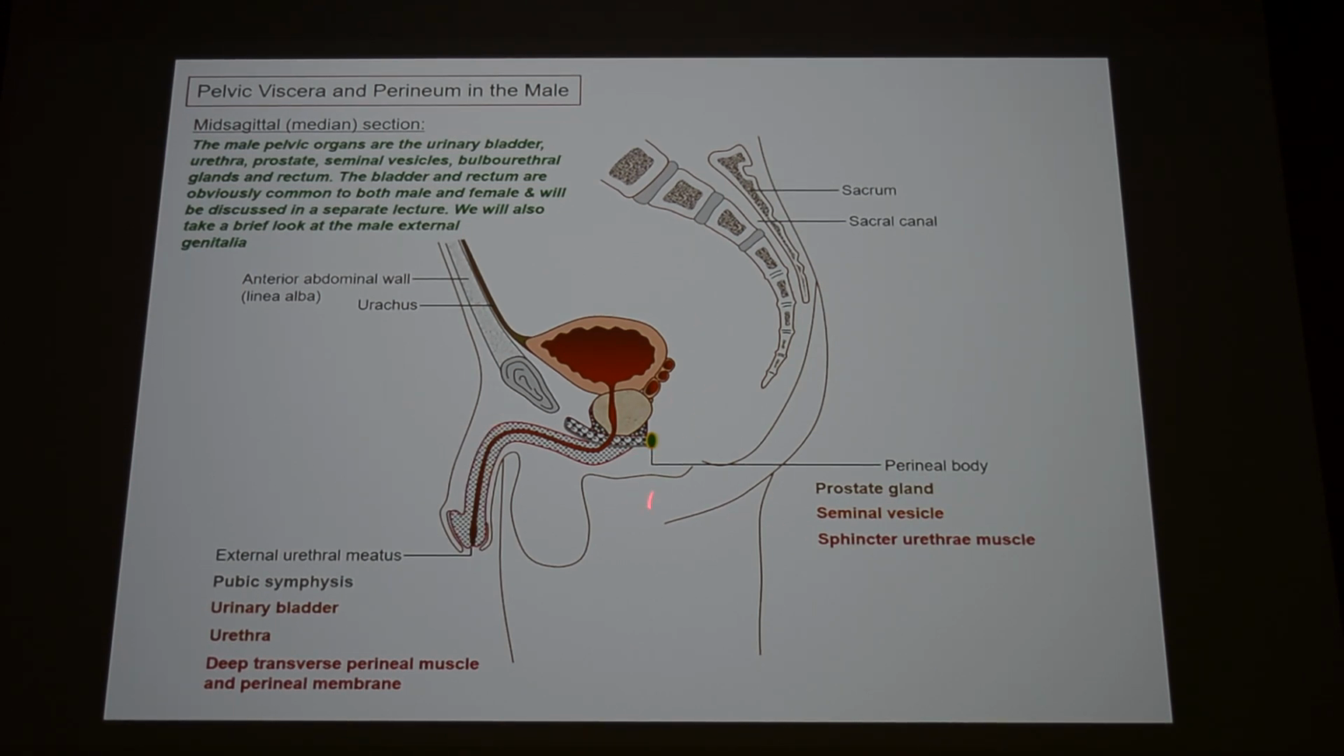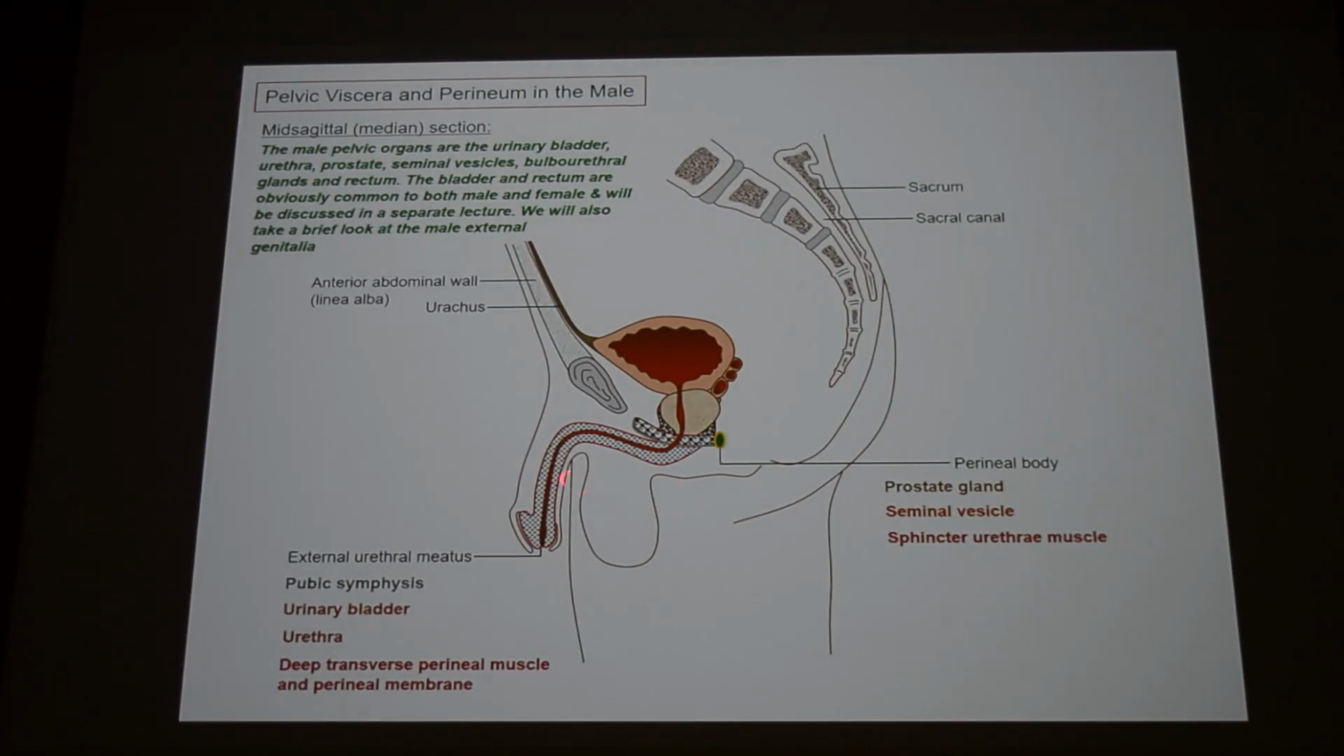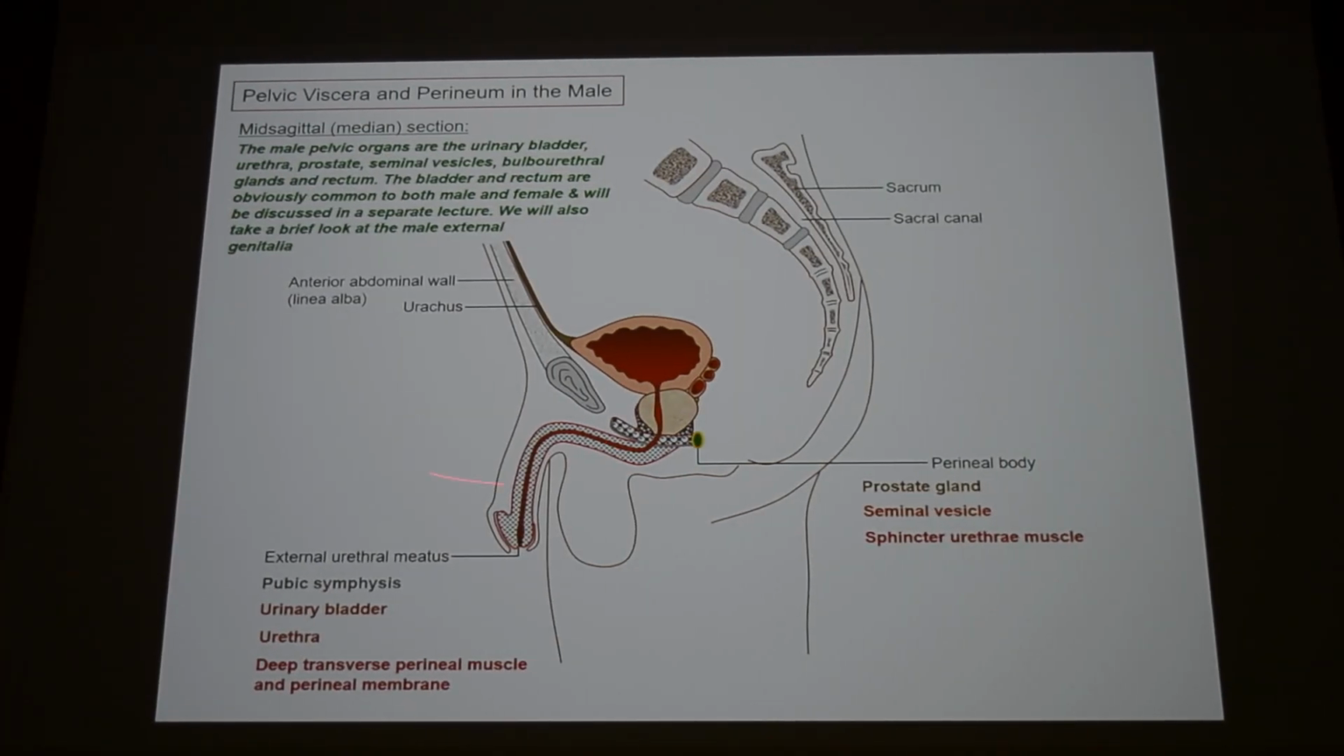And when this urethra passes through this muscle, the sphincter urethrae muscle, that part of the urethra which passes through this muscle, we call it the membranous part of the urethra. And the part of the urethra which passes through the prostate, we call it prostatic urethra. Okay? And then we have the penile urethra, it has different parts. We'll be talking about those.